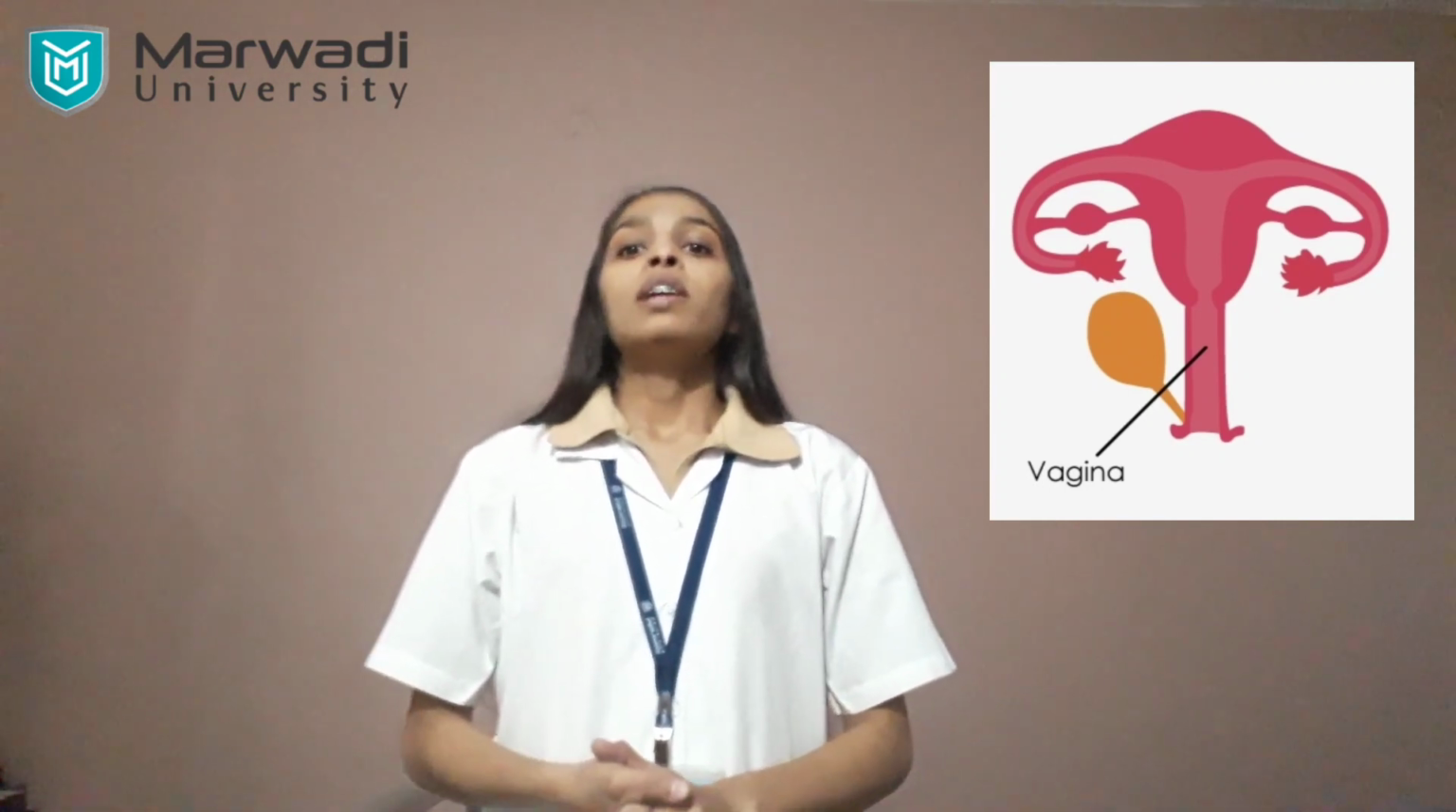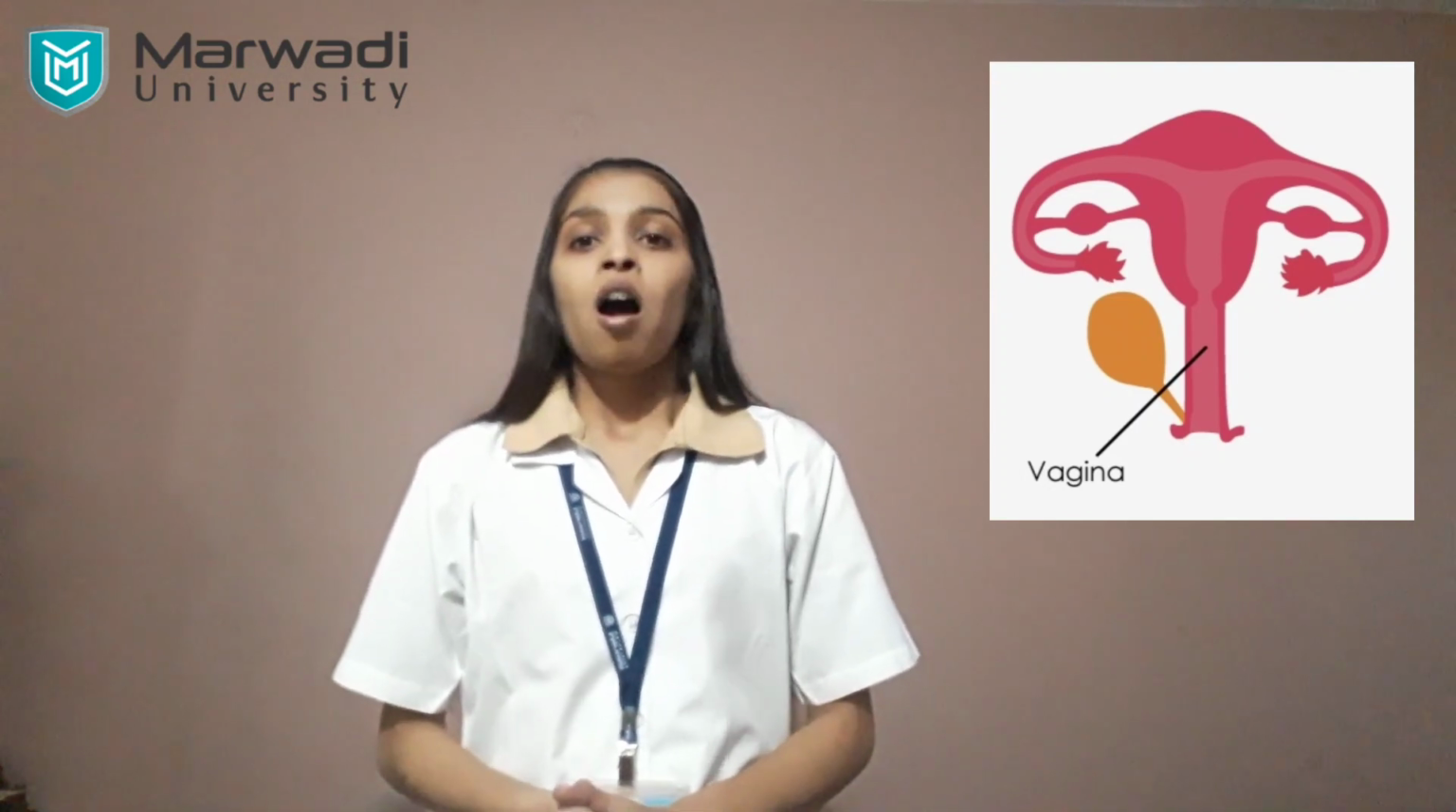Structure of the vagina: it is a fibromuscular tube-like structure. It extends from the cervix to the external genital organs. It is located between the bladder and rectum. Function of the vagina: it allows the passage of menstrual flow. Second, it is the pathway of the baby. Length: the anterior wall is shorter than the posterior wall.